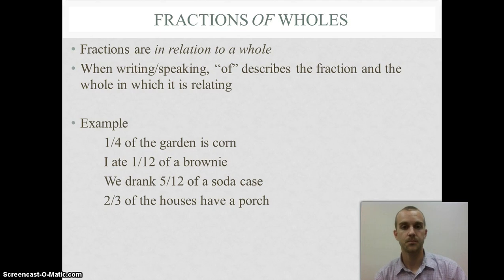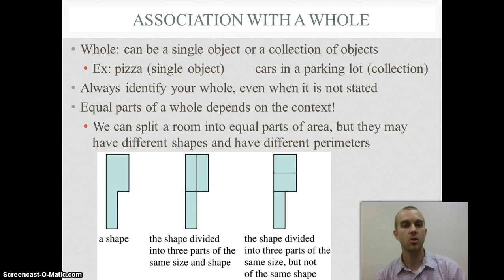Now, when we talk about wholes, we have to pay attention again to whether we're talking about a single object or a collection of objects. A single object like a pizza or a brownie versus, say, cars in a parking lot or a number of soda cans. Those are collections. So we always have to make sure that we're identifying what that whole is, even when it's not stated. So we need to figure it out.